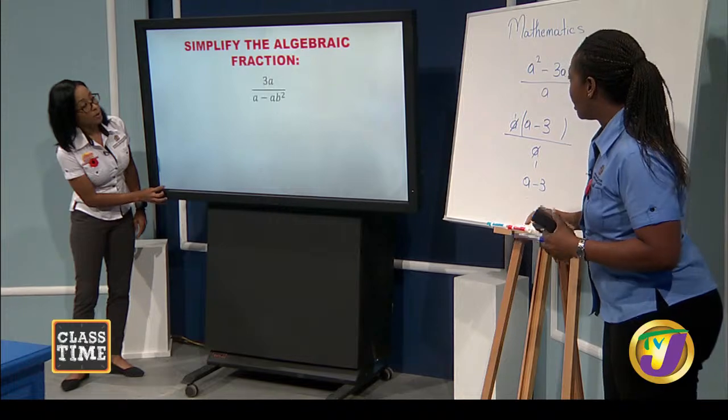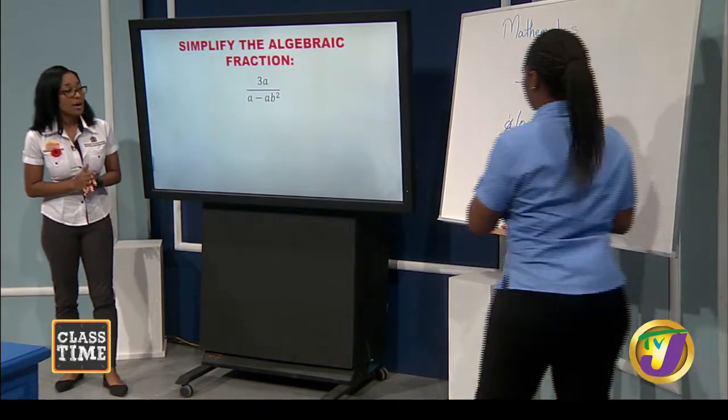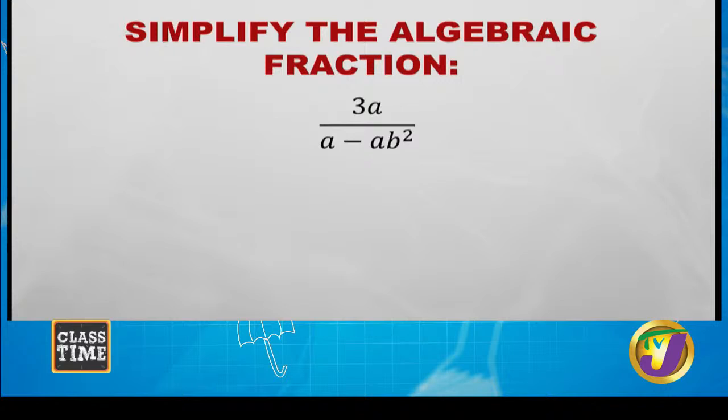Let's try another one. So we have 3a all divided by a minus ab squared. Since Tamika was such a bright spark on the first one, we're going to see if she's able to do this one. So let's see if we can help Tamika and walk through.